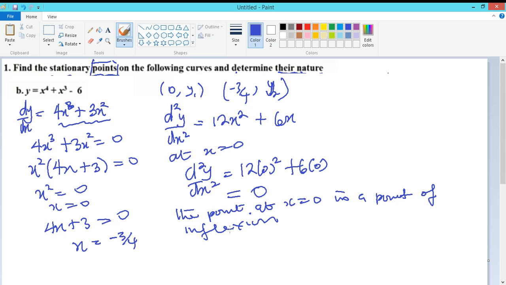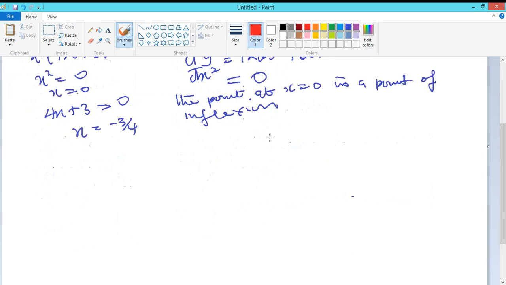Remember, when the second derivative is less than 0, it's a maximum. Greater than 0, minimum. Exactly 0, point of inflection. Let's test the other point. So we have finished testing this one. Know that this is a point of inflection, but we'll calculate the corresponding values of y using the equation later on. We are now going to test this other point and see which point it is.